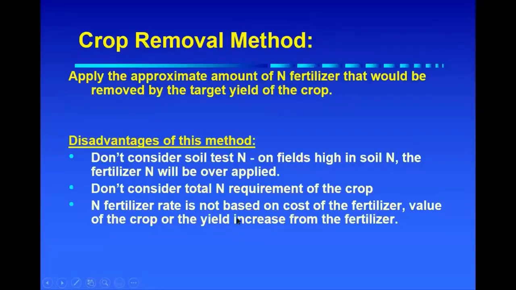rates differently. And one of the ways that some people even do it now is the crop removal method. They'll just simply recommend to a farmer to apply the amount of nitrogen fertilizer that will be removed by the target yield of a crop. And in my mind, that's a flawed way to do it. It doesn't consider the soil test nitrogen. You might have higher levels of nitrogen in the field, so you don't need to put that much. Or you might have very low nitrogen levels, and if you don't consider the total nitrogen level of a crop, not just what's going to be removed, but the total nitrogen requirements, that's not going to be good. And by doing this, nitrogen fertilizer rate is not based on the cost of the fertilizer or the value of the crop.